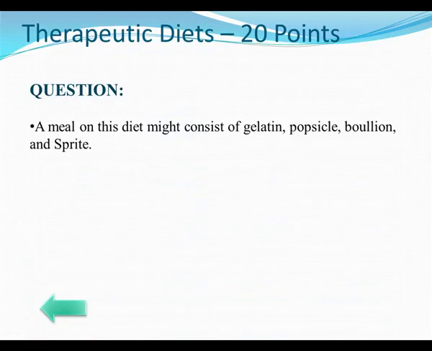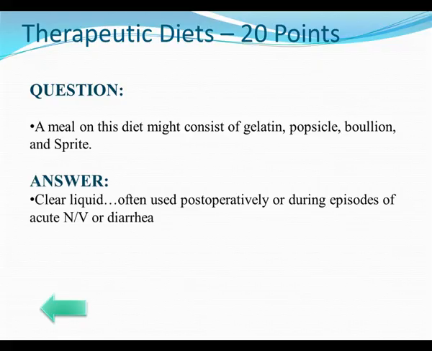A meal on this diet might consist of gelatin, popsicles, bouillon, and Sprite. Those of y'all that have worked in the hospital have seen this meal before. It's just not very appetizing, but our patients get it when they're on a clear liquid diet.